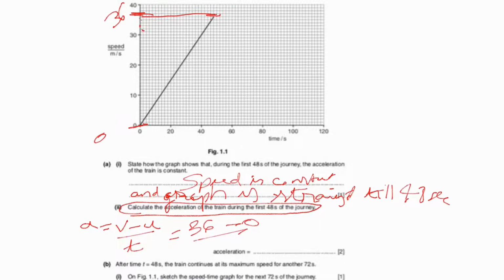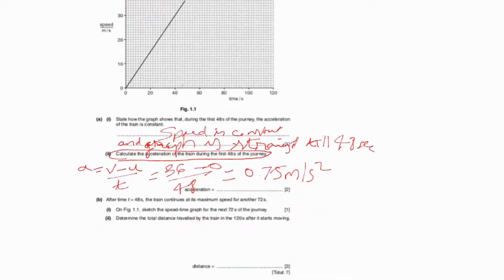So the time given is 48 seconds. For 48 seconds they are finding it out. So here it is 48 seconds. So we will find the answer. We will calculate on the calculator. Let's see. So it is coming 0.75 meters per second square acceleration. So now take the next part.